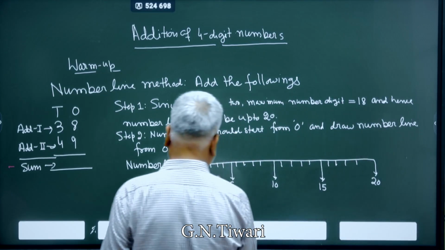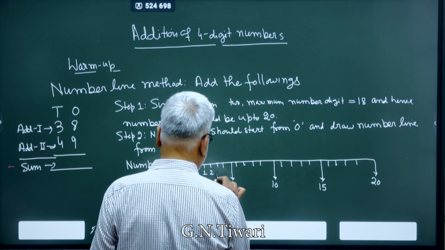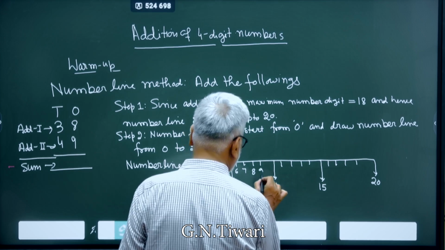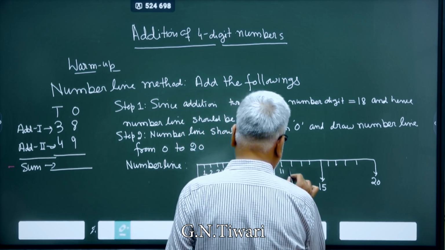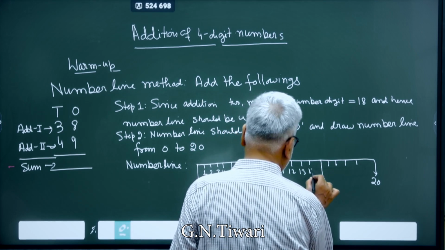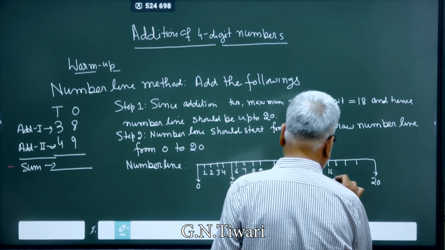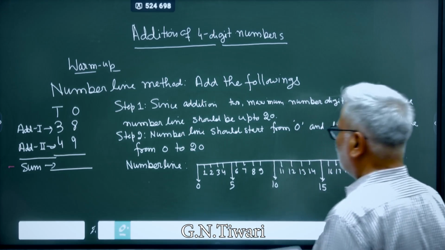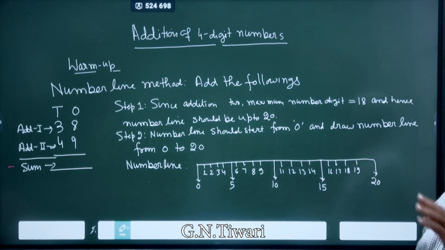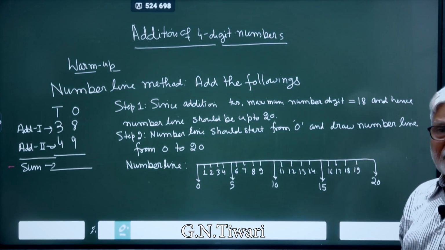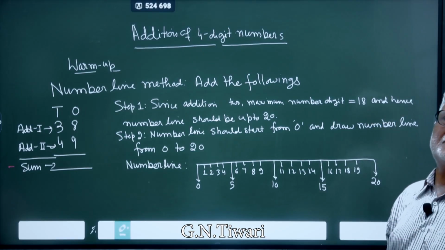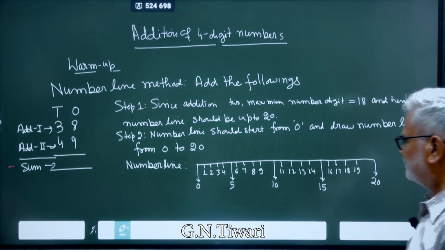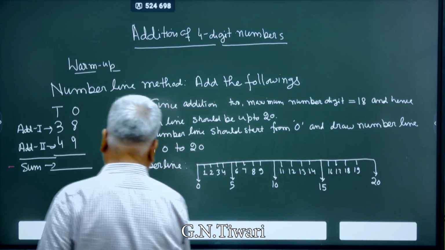Then write 1, 2, 3, 4, 6, 7, 8, 9, 11, 12, 13, 14, 16, 17, 18, 19. So it is a counting from 0 to 20 because it is called a number, and this number has been placed on the line because it is a number line. So how will you add it? Just say, step 3.